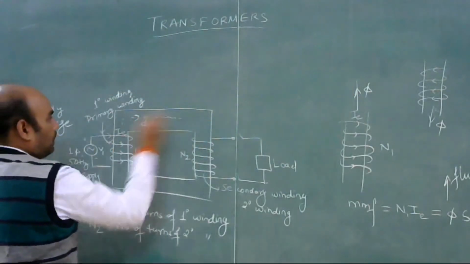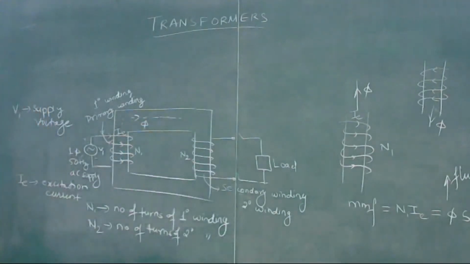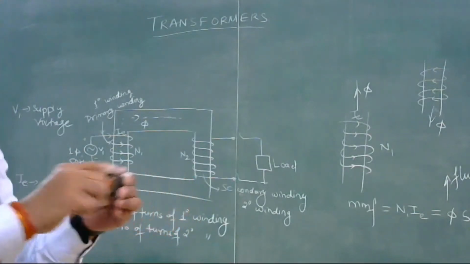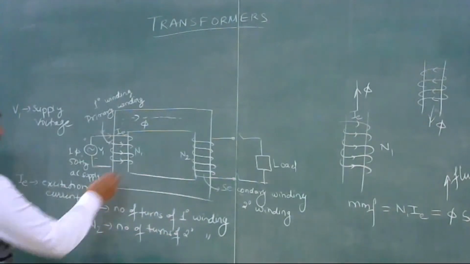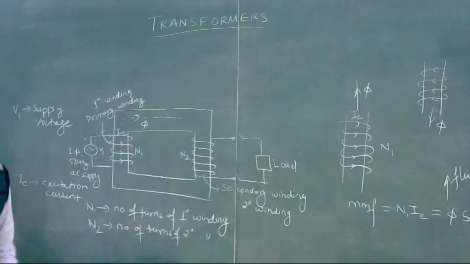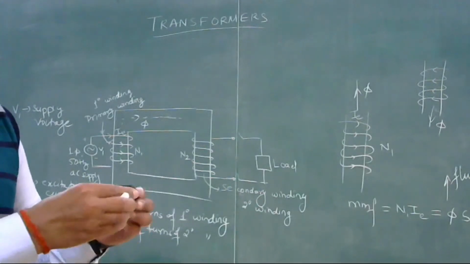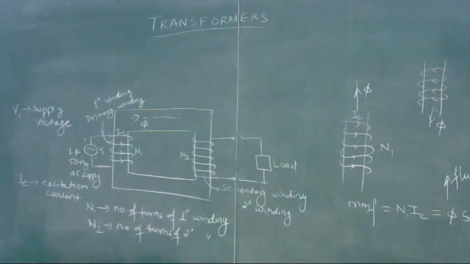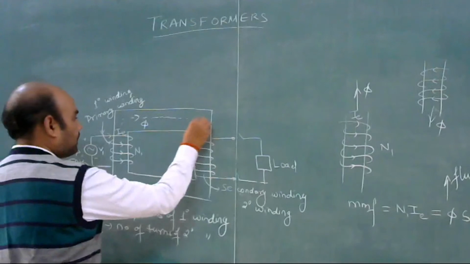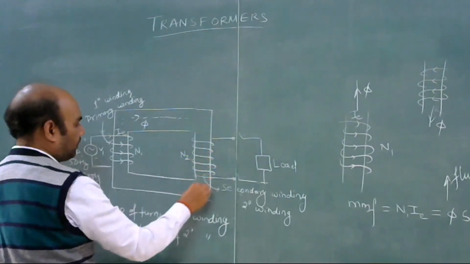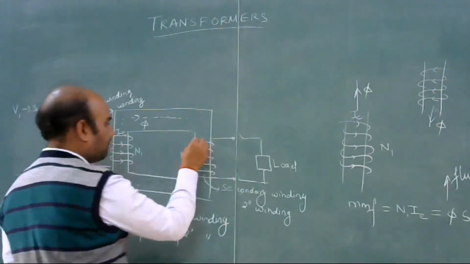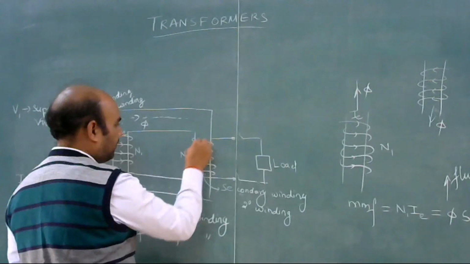Now this flux will flow in this core. This is a shell type transformer, but for the sake of simplification we use a core type transformer. So the flux will flow in this core, and then it reaches the secondary winding. This flux phi will cut the secondary winding.